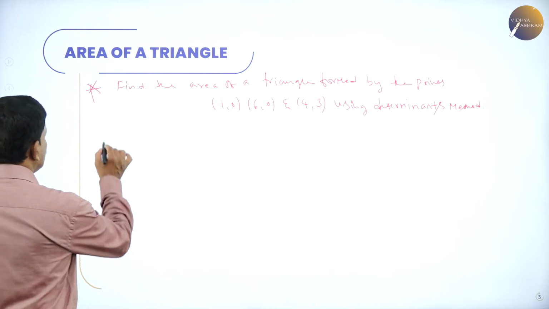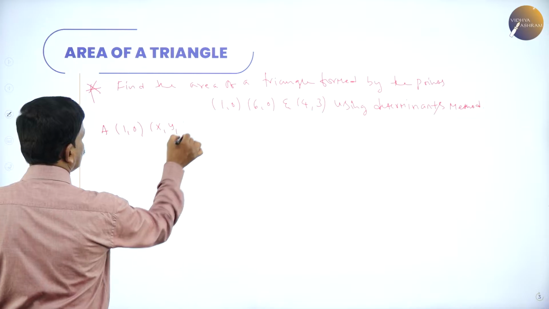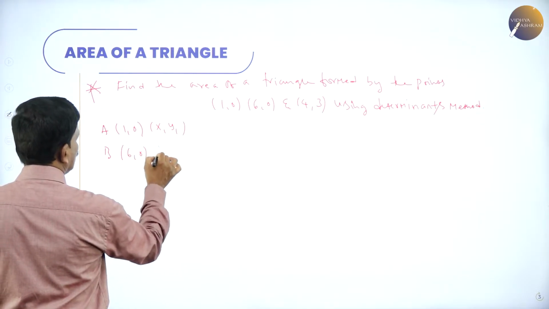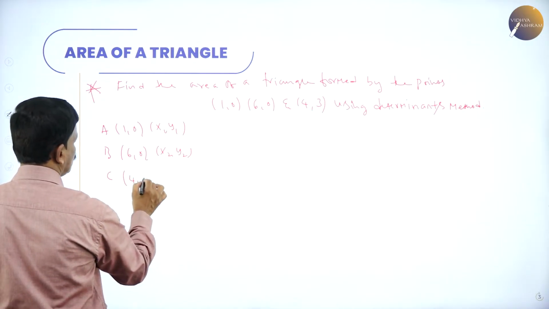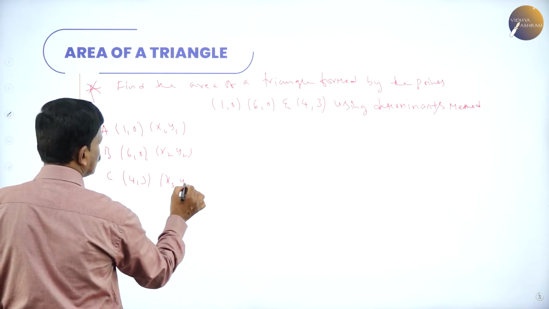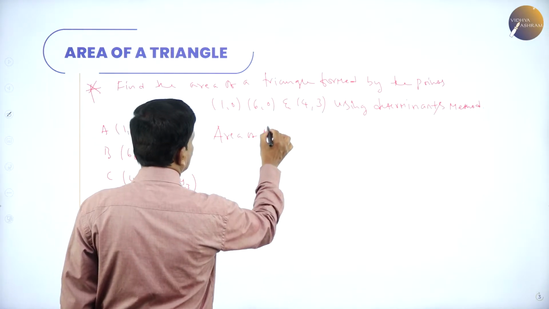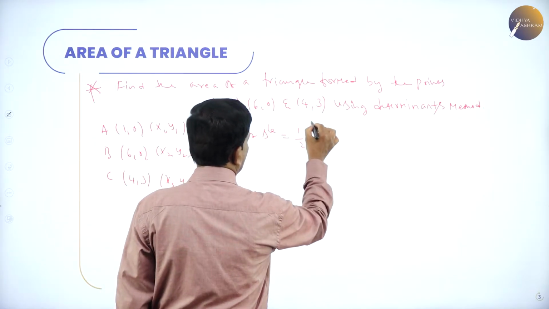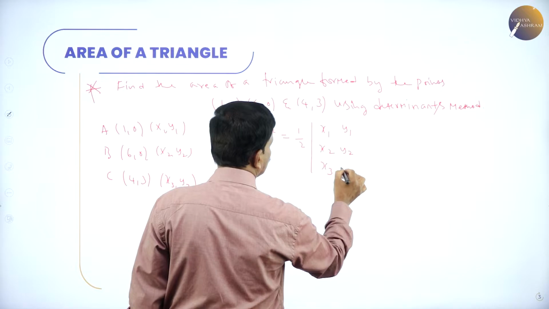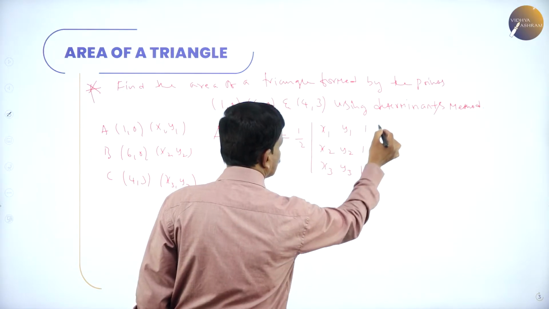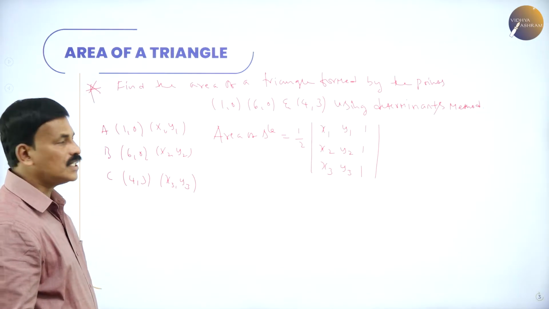Now, what are the points given? Consider this as A, 1, 0 as x1, y1, B, 6, 0 as x2, y2. Then C, what is C? 4, 3 as x3, y3. Okay, now what is the formula? The area of triangle AB C is equal to half into determinant x1, x2, x3, y1, y2, y3, 1, 1, 1. This is the formula: half into x1, x2, x3, y1, y2, y3 and 1, 1, 1.